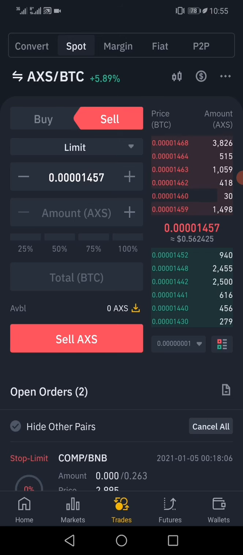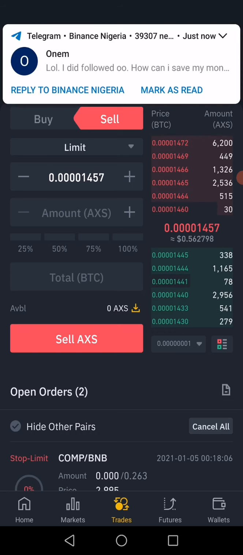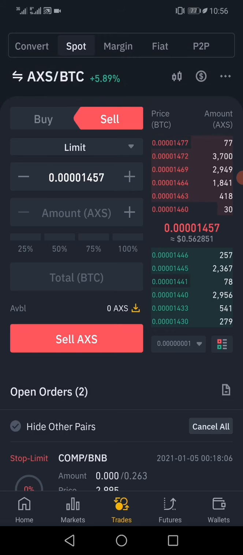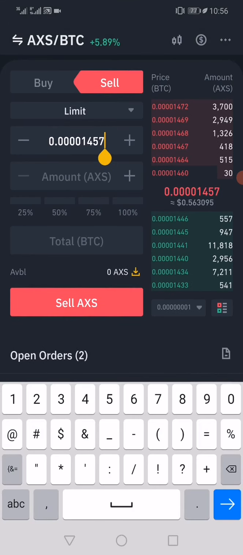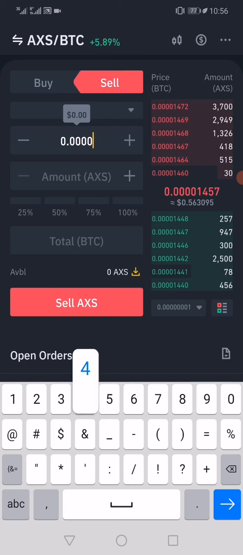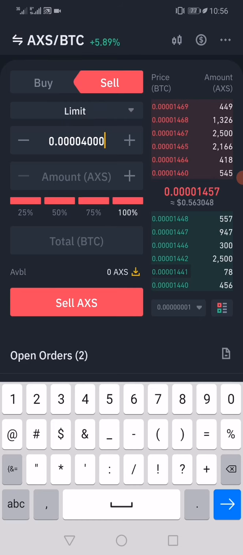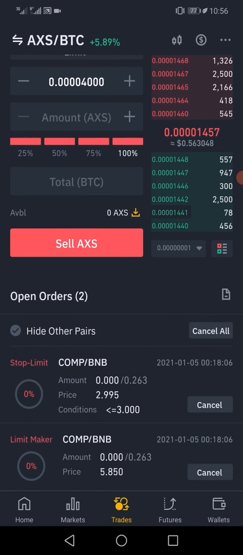Now if I am pretty sure of the market, which obviously you can't be sure of the market at any point in time, what you want to do is you can set a limit order just like you did when buying. You just set a limit order. Let's say you want to sell it at the highest level of the market, around 4,000 satoshis. You just do that and you tap on your 100%, and it will show here on the limit side of the market.